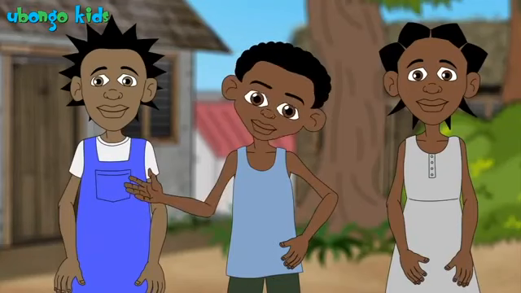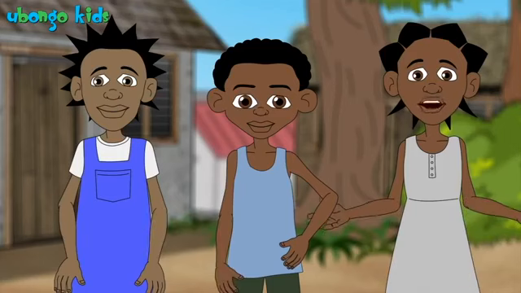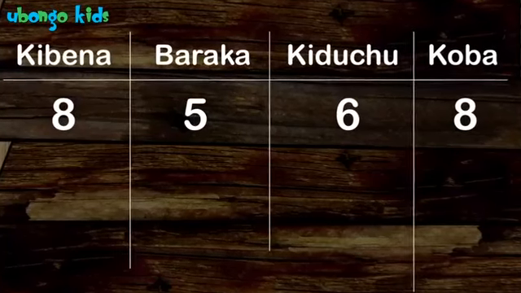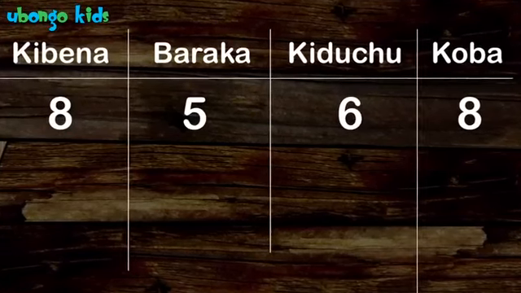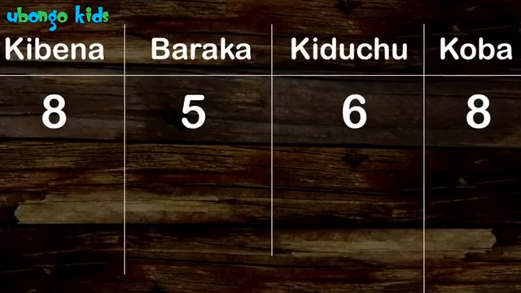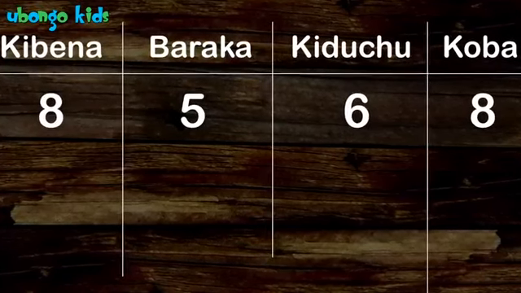Who's the winner now? We don't have a winner. The scores are too similar. Look, Kibena and Koba both got 8. Baraka has 5 and me, I have 6. We need another round of jumping rope to get a winner.